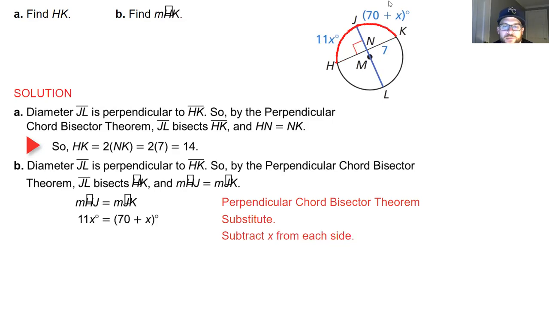Combine like terms, moving the positive x over to the left-hand side to get 10x, and dividing both sides by 10 to get x equals 7. However, the question does not say solve for x. It says to find the measure of HK.